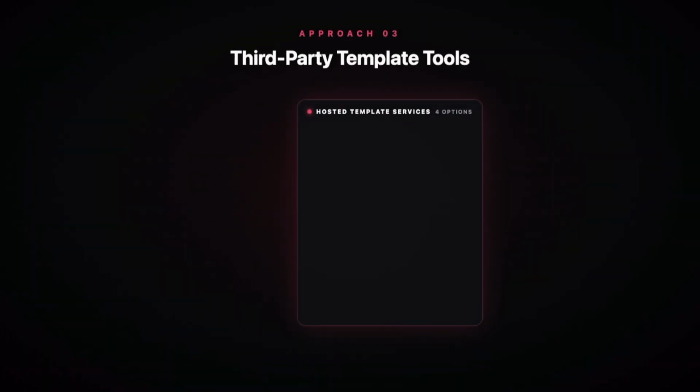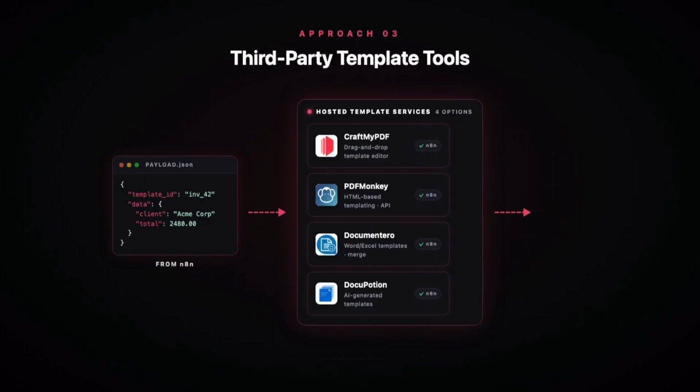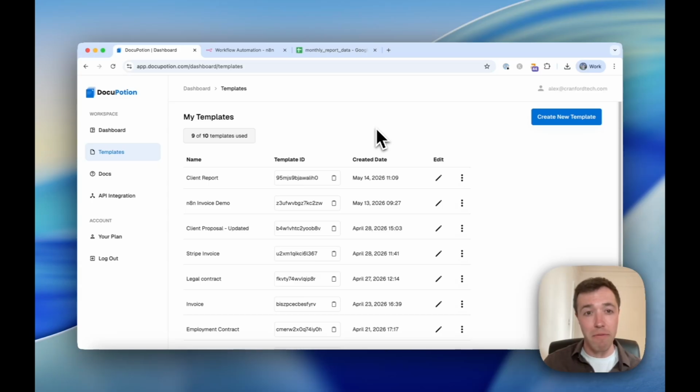Another approach is to use a third-party tool that handles the PDF generation for you and also lets you build reusable templates with a lot of flexibility. There's a number of tools out there that have verified n8n nodes for this approach, tools like Craft My PDF, PDF Monkey, Documento, and I do want to mention DocuPotion, my own tool for this use case as well.